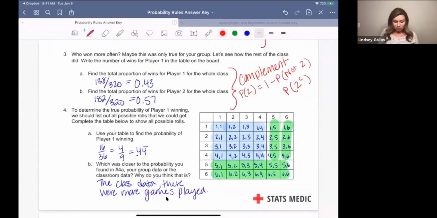So what I'd like you to do next to 4A is I'm going to write down here, this is a theoretical probability. And a theoretical probability is what we think will happen. It's based on some model or showing all possible outcomes and the number of outcomes that we wanted. So my theoretical probability is what I think will happen. In theory, 16 out of 36 times player 1 should win. However, we know that's not guaranteed.